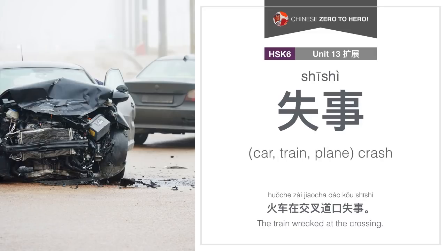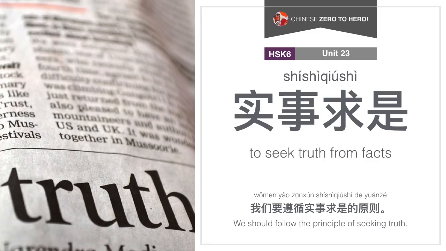In HSK 6, we also learned the word 失事, meaning a crash. 火车在交叉道口失事. The train wrecked at the crossing. And as we mentioned before, in HSK 6, we also learned the word 实事求是, meaning to seek truth from facts. 我们要遵循实事求是的原则. We should follow the principle of seeking truth.